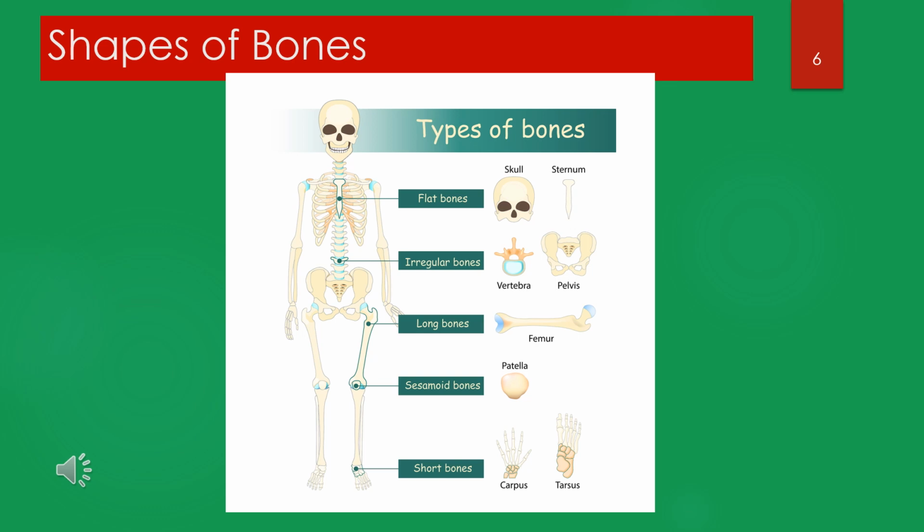Sesamoid bones. For example, the patella. A sesamoid bone forms in a tendon as it passes over an angular joint. The patella is the largest sesamoid bone in the body. Irregular bones, like the vertebra. These irregular bones do not fit in any of the above groups due to varying and complex shape and structure.